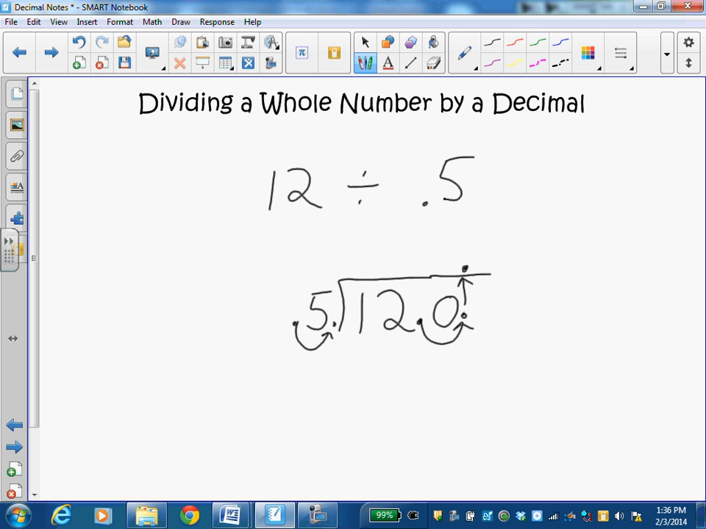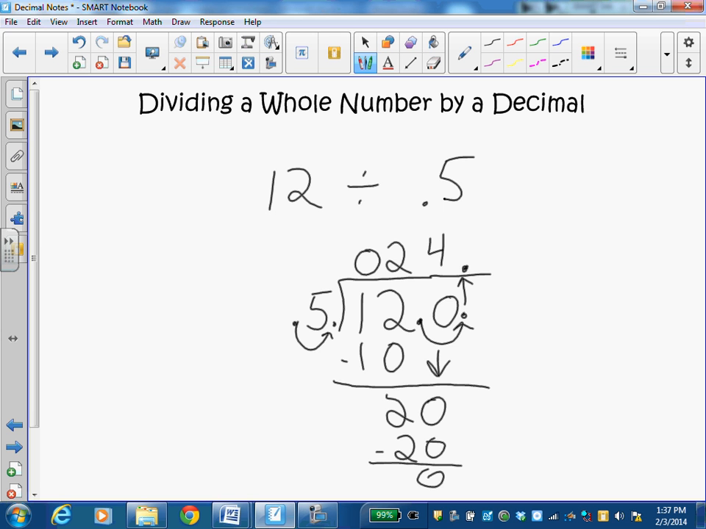So I can go through and work that out. 5 can't go into 1, but it goes into 12. I have a 0 that I have to bring down, and 5 goes into 20 4 times, which is 20, and so that takes care of that. So my answer is 24. And I can check that with multiplication, because remember, my problem now was 120 divided by 5. So if I say 24 times 5, I should get back to my 120, which I do. So that one checks out.